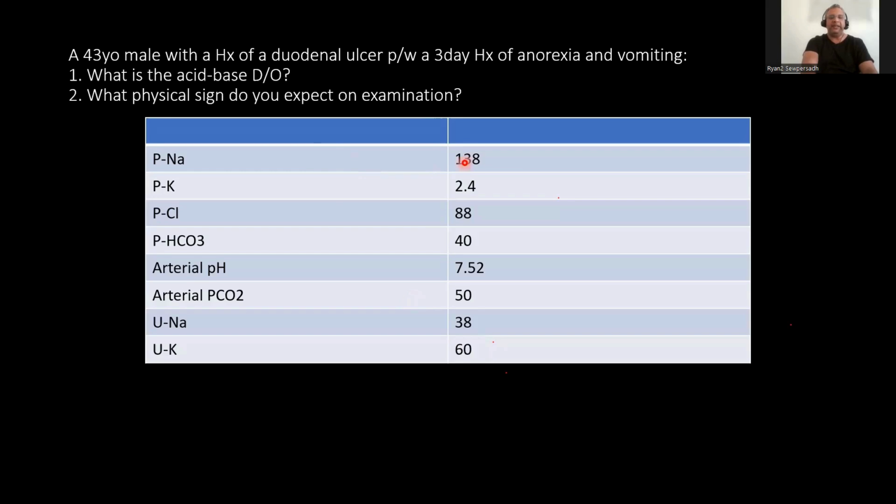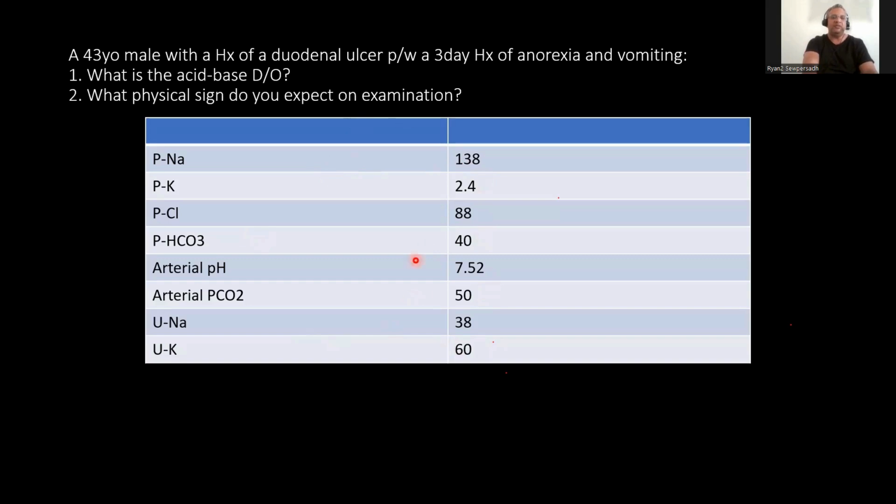Your sodium is 138, potassium 2.4, which is low. Chloride is low at 88. Bicarb is high at 40. This is very high, right? So that probably implies some acid loss. A pH of 7.52 is metabolic alkalosis, with a PCO2 of 50 in an attempt to compensate. Urine sodium is 38 and urine potassium 60.